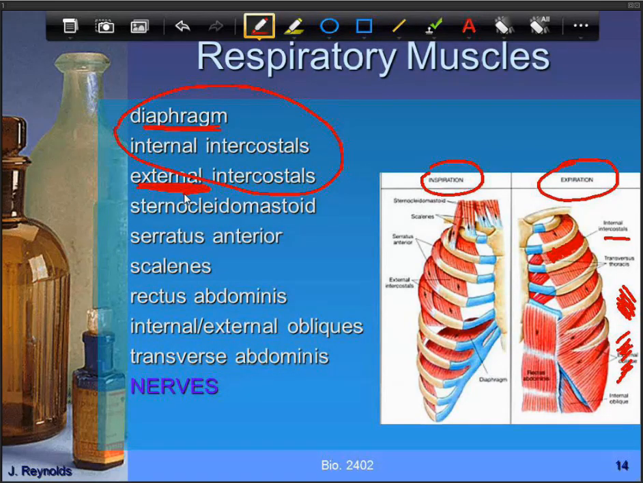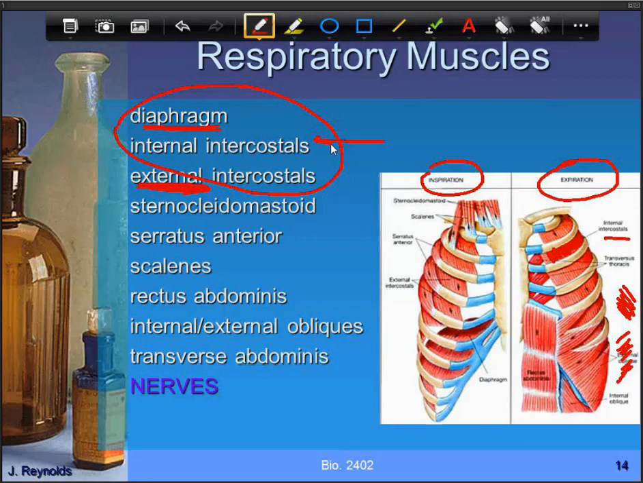Normally, expiration is just passive, almost like letting a balloon lose its air if you don't have a knot in it. But if you have to eliminate air during an exhalation, it would be the internal intercostals that are primarily important.